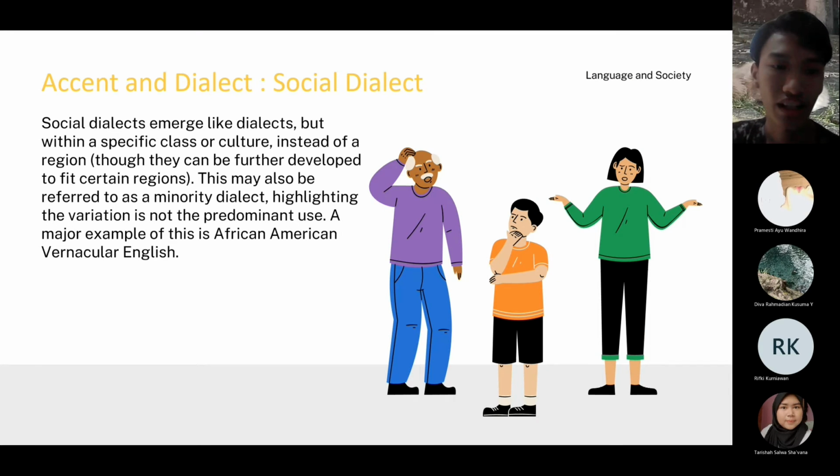Accent and dialect. Social dialect. Social dialects emerge like regional dialects, but within a specific class or culture instead of a region, though they can be further developed to fit certain regions. This may also be referred to as a minority dialect, highlighting that the variation is not the predominant use. A major example of this is African American Vernacular English.